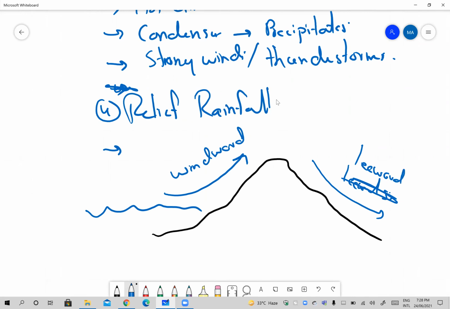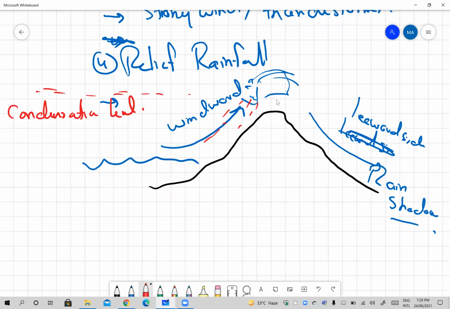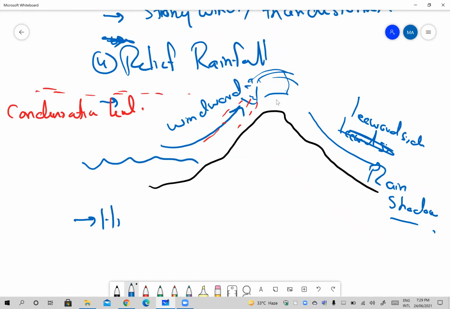This leeward side is also known as a rain shadow area. There's no rain on this patch here, and this is where the precipitation occurs, and it usually rains on this windward side here, and this is the condensation level. And you can say that this rainfall is experienced by higher altitude areas.